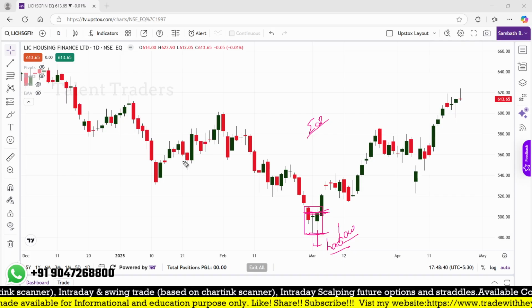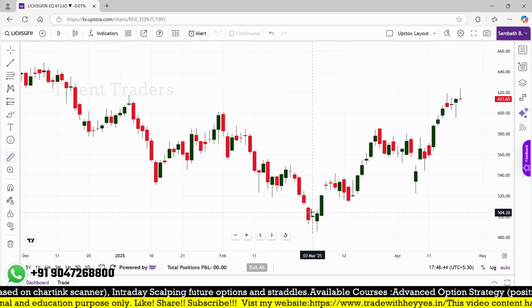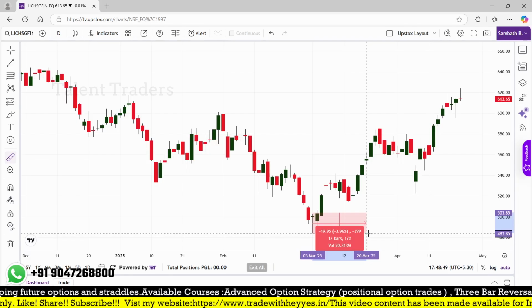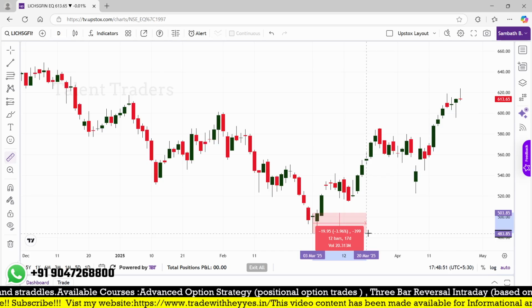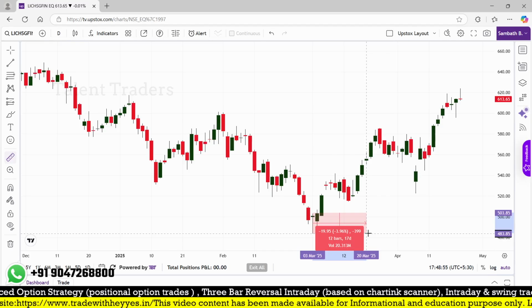And what happened in this particular case? It isn't exactly reversed from there. Why did we get a lot of stocks? Because that particular point came after the correction. Here it is 3% on that particular day. If you take a trade the next day when it breaks the high, around 3 to 4% is your stop loss.